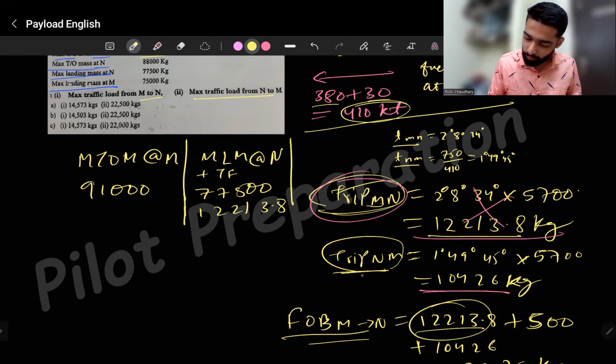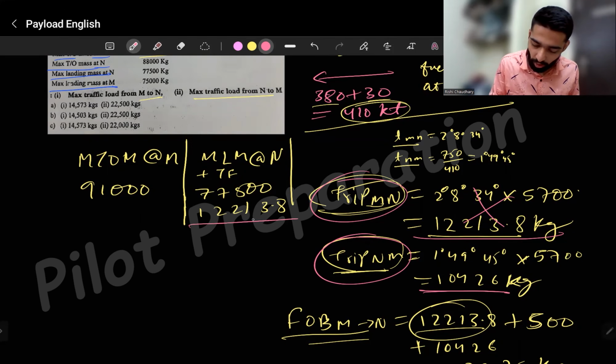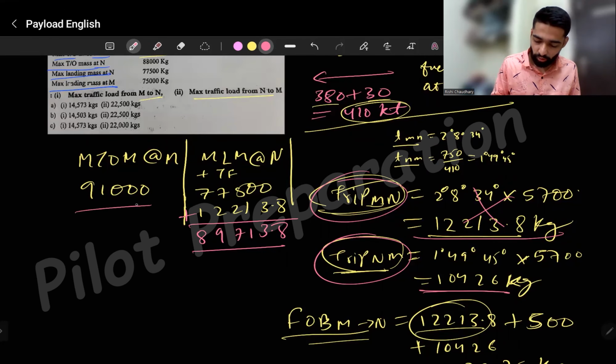Will I add trip fuel from N to M as well? No, for M to N I should only have the trip fuel from M to N. That means Mumbai to Nagpur. Only that trip fuel will be added. We will not do any other addition. So this will be 89713.8. We can see that this is lesser than this one, so we can use this one as my maximum takeoff weight.